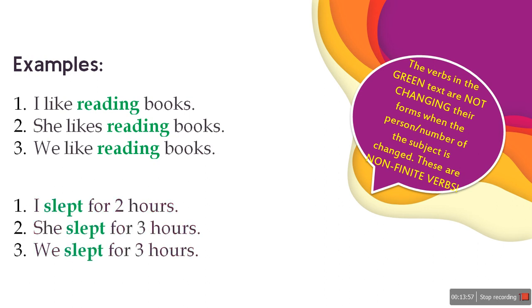I slept for 2 hours. She slept for 3 hours. We slept for 3 hours. So the verb slept is the same in sentence 1 and sentence 2. I changed the subject here, I and she, but the verb remains the same. It's not changing its form. Third example, again I change the subject here, we, but the verb remains the same. So the verb form is not changing though I change the subjects. Such verbs are called non-finite verbs. Is it clear, my dear friends?